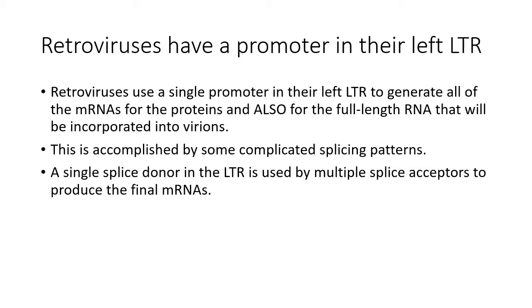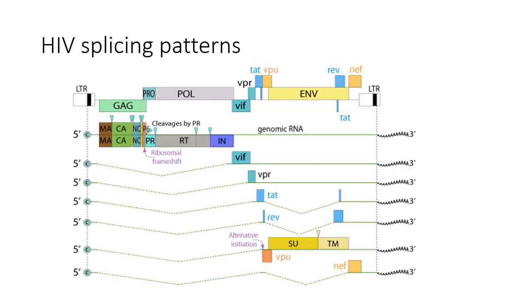Okay. Another general feature is that the LTR, left LTR, contains the promoter. So this is the only promoter that's present in these viruses, and so they use this one promoter to produce the RNAs that will make not only the new copies of the viral genome for incorporation in infectious particles, but for their own RNAs to produce protein. So we're going to have the left LTR as an important feature of these viruses. So there is a complicated splicing pattern that goes on here, all beginning with the LTR.